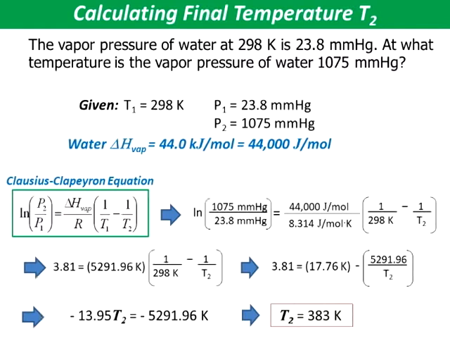We take the difference between the inverse of the temperatures, with T2 being our X, or our unknown variable. We work these values through and we obtain at the end T2 of 383 K. Don't hesitate to pause the video and walk through each step with the math.